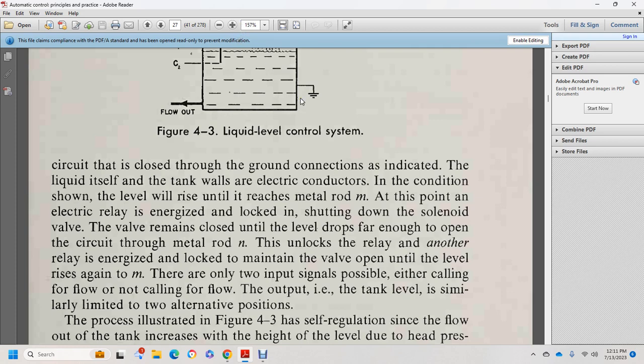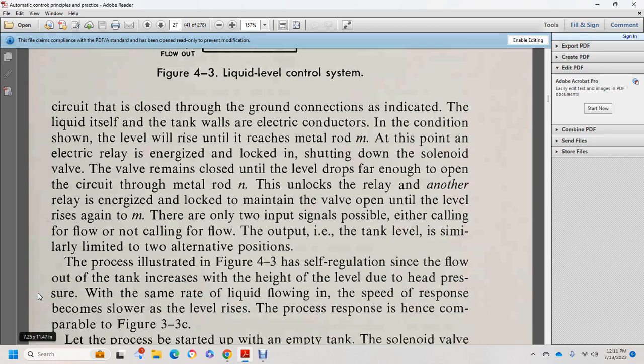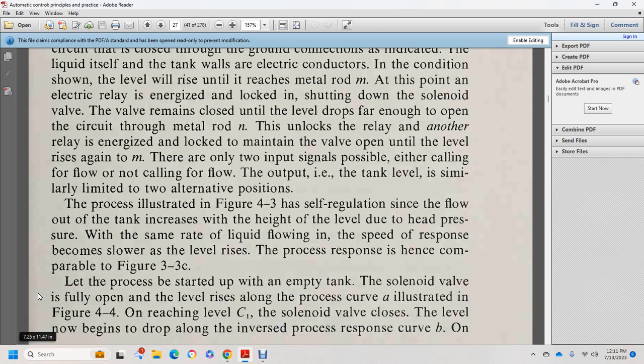The other rod, the only two input signals possible: either calling for flow or not calling for flow. The output, the tank level, is similarly limited to two alternative positions. The process illustrated in figure 4.3 shows self-regulation, since the flow out of the tank depends on the height of the level due to the head pressure. The rate of the liquid flowing out becomes smaller as the level rises.